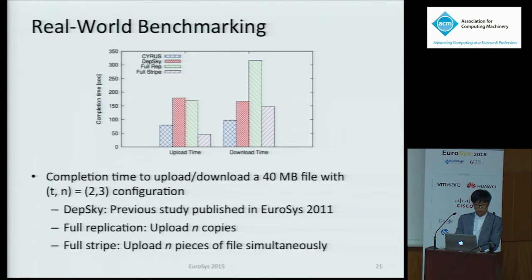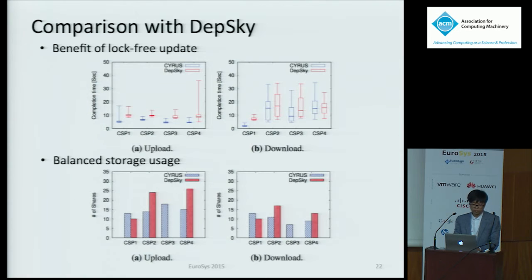CYRUS shows the shortest completion time except for full striping. However, full striping is a very extreme case, where all shares of a file should be available, so it has poor availability. Comparing with DepSky, which was published in 2011 in EuroSys.